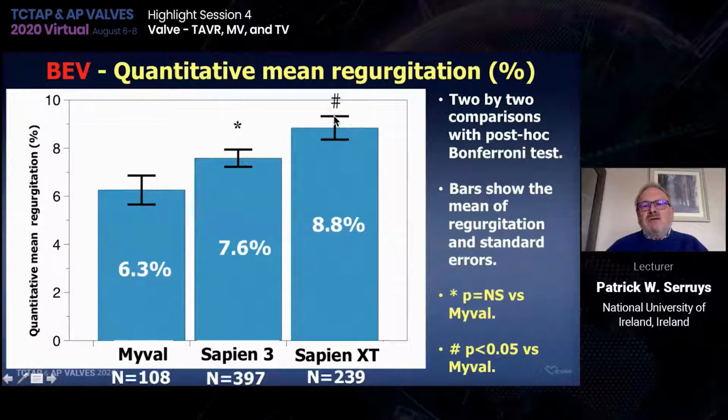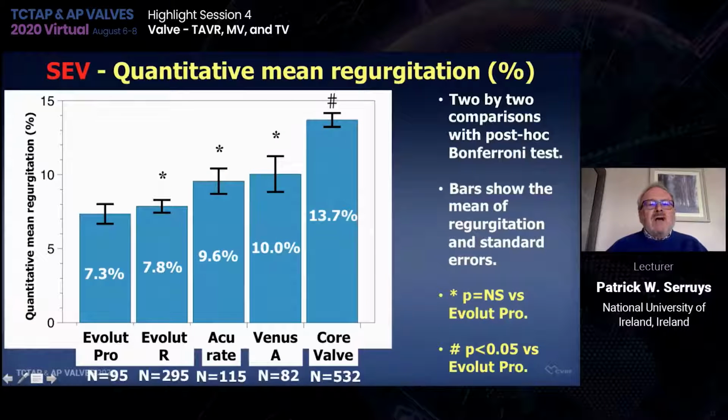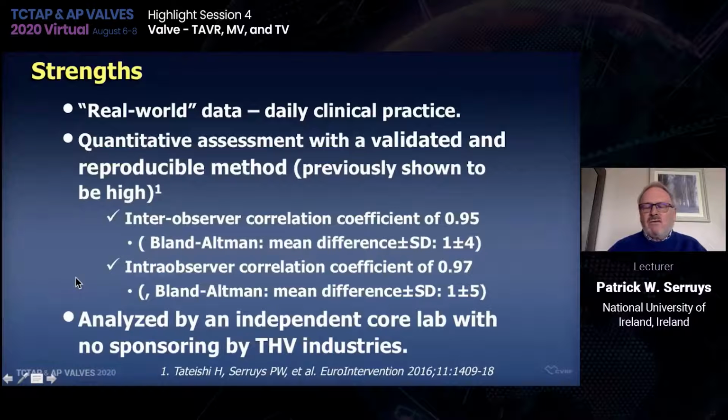This was significantly different from the MyValve; the SAPIEN 3 was not significantly different, with a post-hoc Bonferroni test. In the self-expanding, only the CoreValve is different from the others. The 3 stars indicate that the Evolut R, Accurate, and Venus are not basically different from the Evolut Pro.